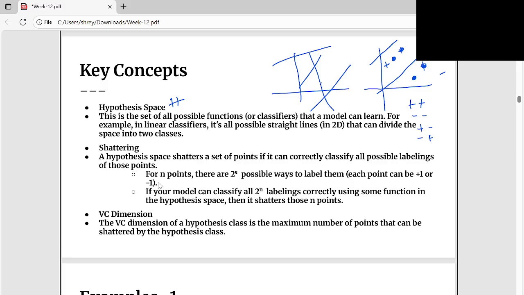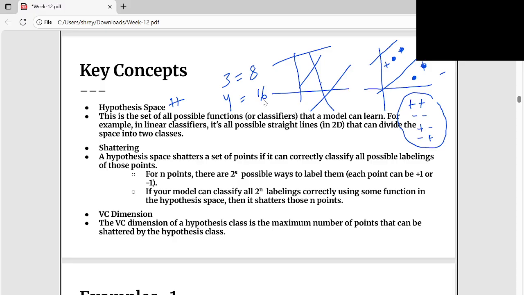That's why they have written that for n points, there are 2 to the power n possible ways to label them. As I told you, for binary classes there will be 2 to the power n. If there are 2 points, there are 4 ways. If there are 3 points, there will be 8 ways. If there are 4 points, there will be 16 ways. You can define plus or minus. If your model can classify all 2 to the power n labelings correctly using some function in the hypothesis space, then it shatters those n points.